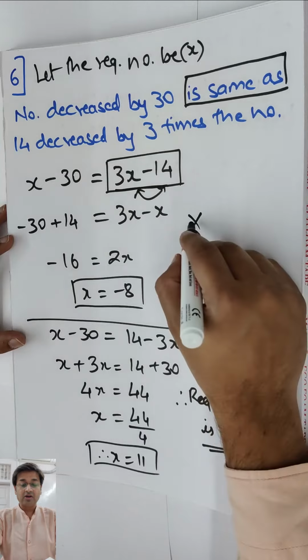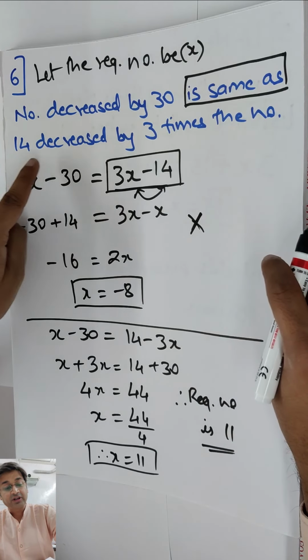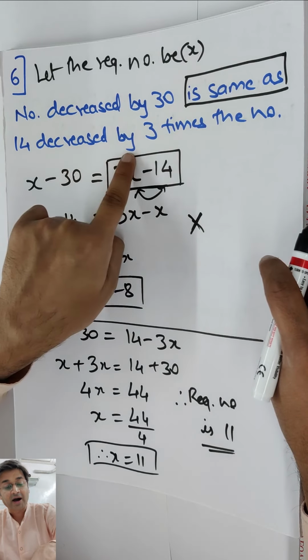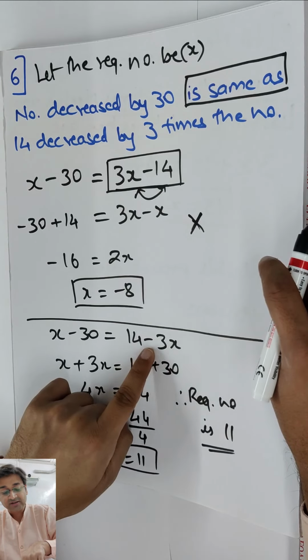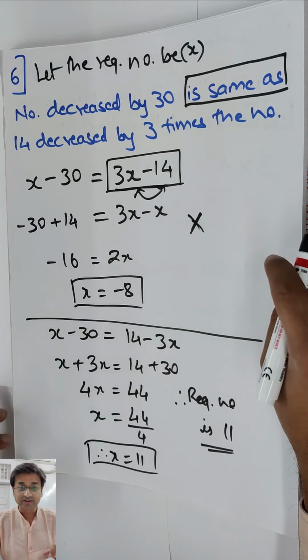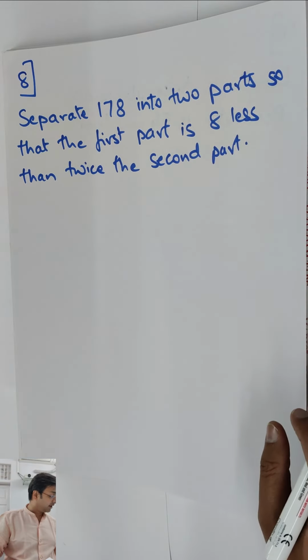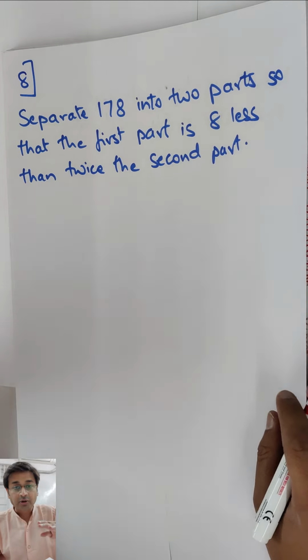This is wrong, right? This is incorrect. Why is it incorrect? Because it said 14 decreased by 3 times the number. 14 decreased by. So 14 decreased by 3 times the number. Now do you understand? My bad, I'm sorry. Let's go to the next one, sum number 8. This time I'm determined, I don't want to make any mistakes.